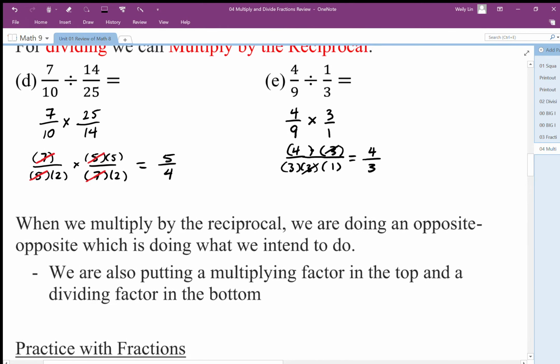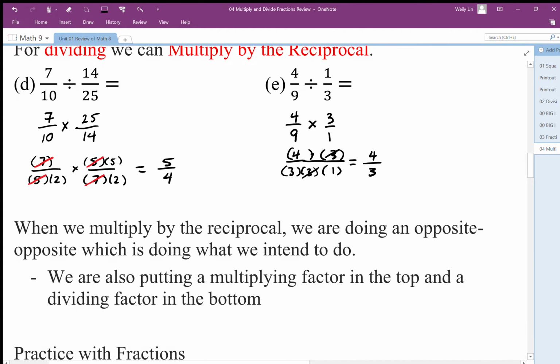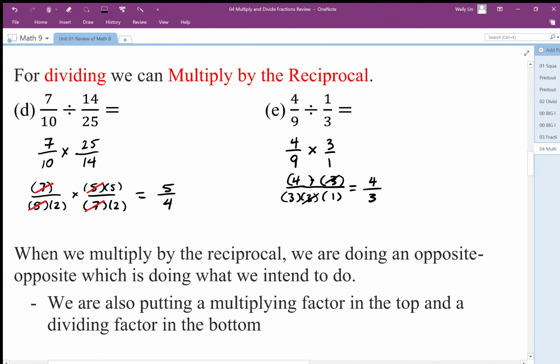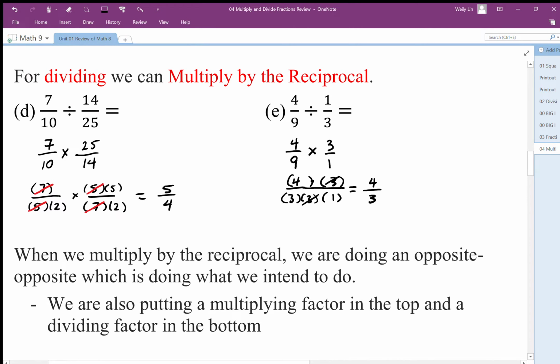So the reason why we can do this multiplying by reciprocal is we're doing an opposite, and that allows us to do what we were actually intending to do. Essentially, when we do this, we're just putting the times and divide in the right places, because really this says divide by 14, so really that should end up in the denominator of a fraction. This is divide, which really means times by 25, so 25 should really go in the numerator of the fraction.